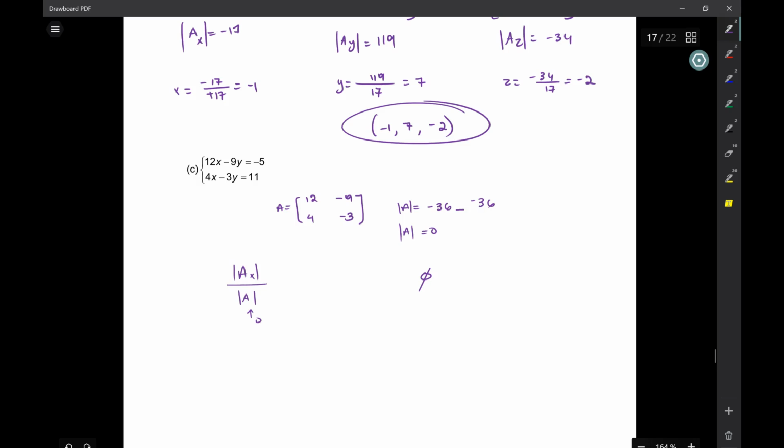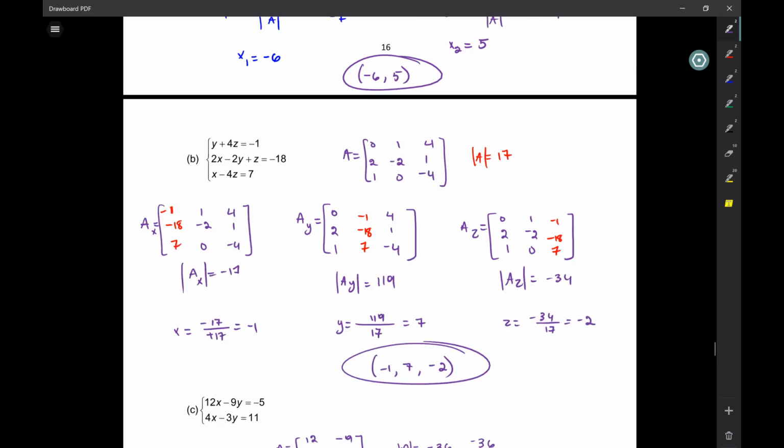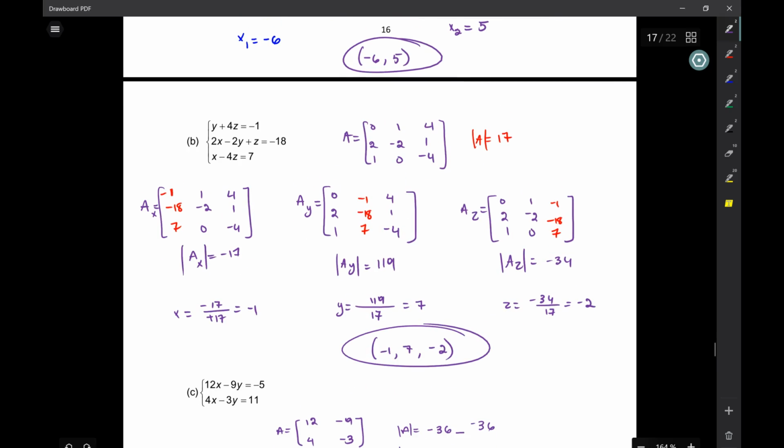How do we find like AX, AY, just like the matrix? So what you do is you have your coefficient matrix here, right? You have this coefficient matrix, and then for AX, you substitute the constants into the X column, and then for AY, you substitute the constants into the Y column, and then for AZ into the Z column. Okay, and then you find the determinants of each one.